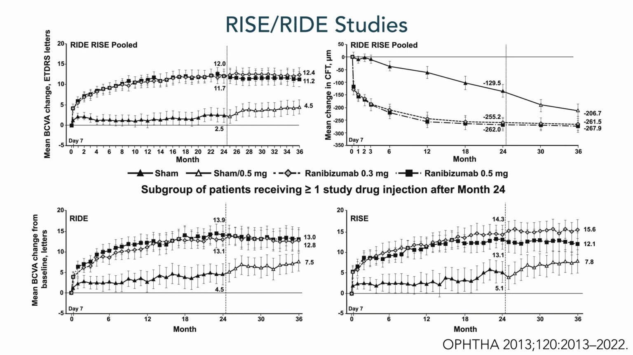The numbers, by the way, are the mean improvement in best corrected visual acuity. So at the end of the day, you got 12.4 to 11.2, so more or less 12 letters of improvement versus 5. So there's still a big gap there, right?